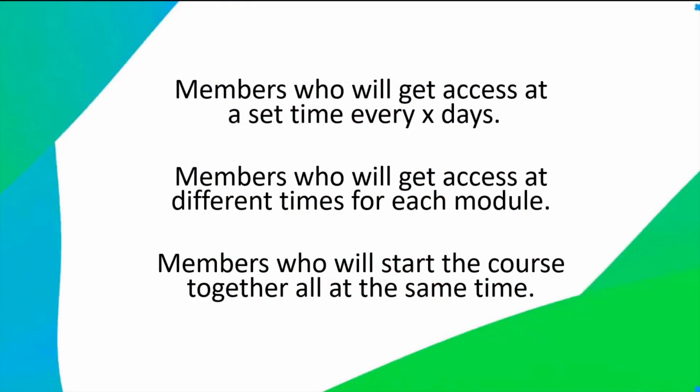In this video, we're going to cover how to drip the content from your members area of the platform to your members. We're going to cover 3 basic types of getting this content to your members. The first one will be for when you want the members to get access to the content after a set amount of days, members who will get access to the same module at different times from each other, and also members who will start the course all together at the same time.